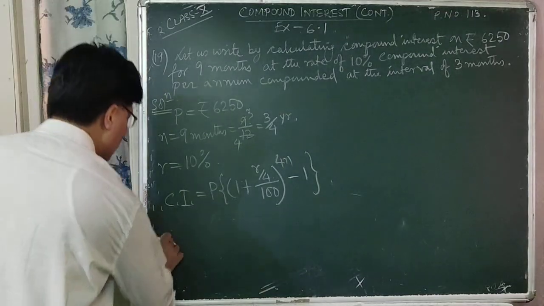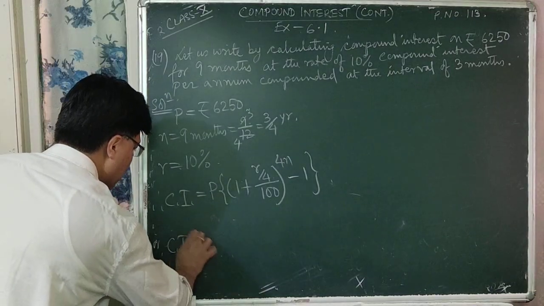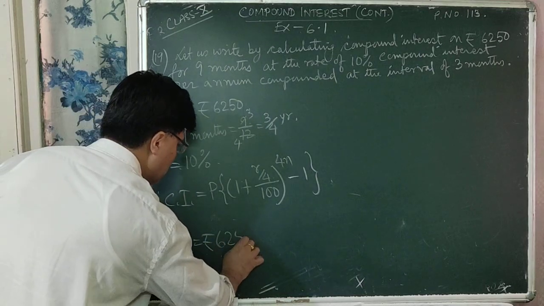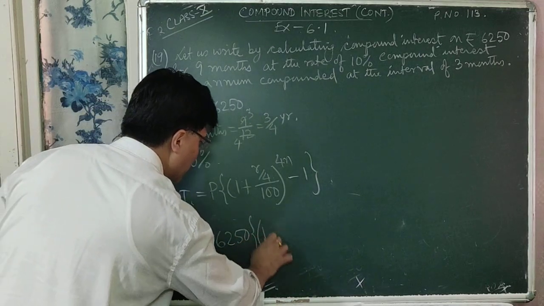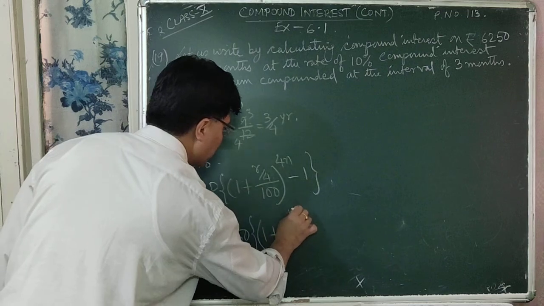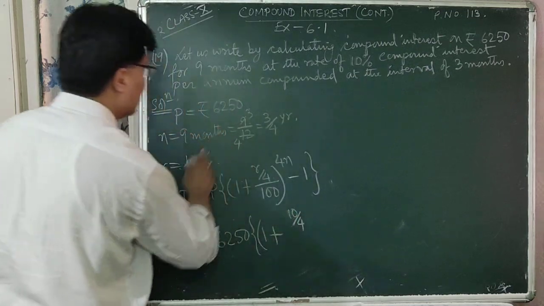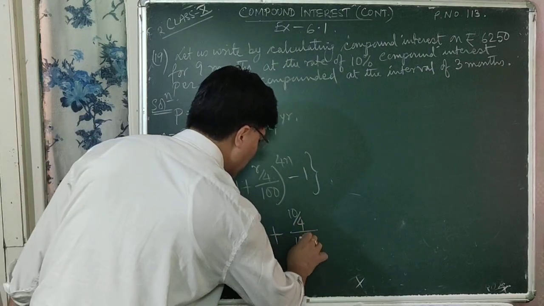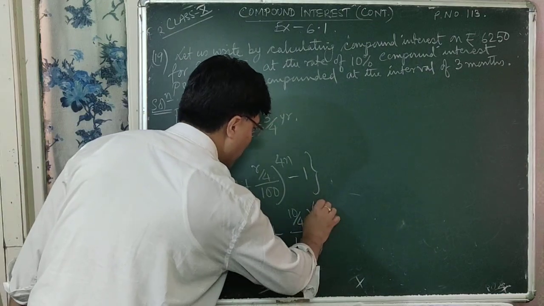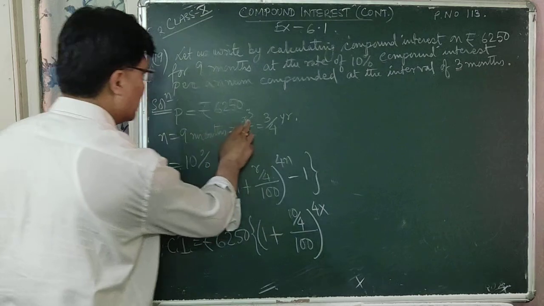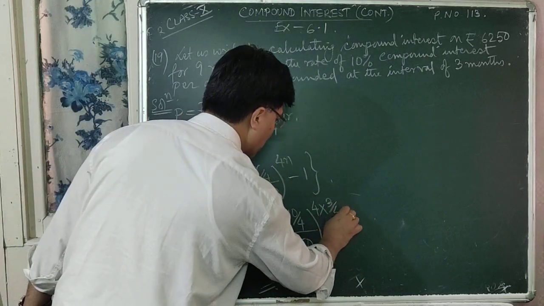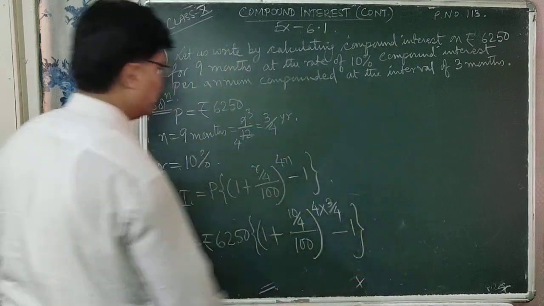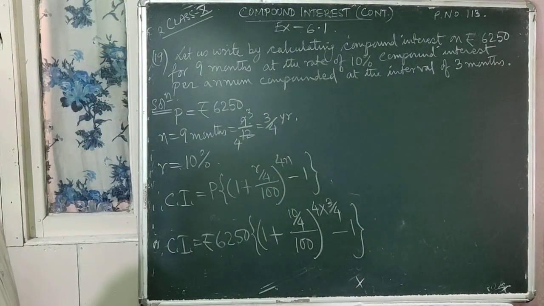So put the values: CI is equal to rupees, what is the principal here? It is 6250 within second bracket 1 plus, what is R? R is 10, isn't it? R is 10 divided by 4 divided by 100 whole to the power 4 into, what is the value for n here? It is 3 by 4, right? Then write down minus 1. So the second bracket is closed.